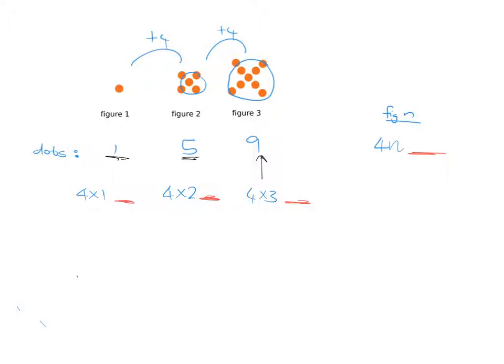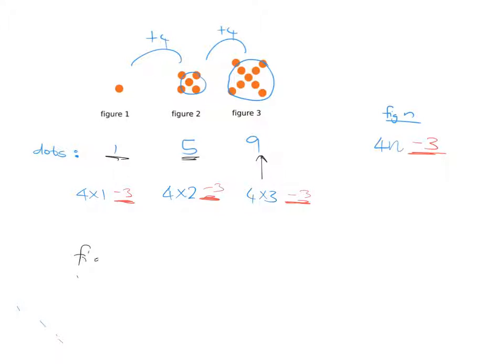Well, 4 times 1 is 4, so to get to 1 I'd have to subtract 3. And let's just check then. 4 times 2 is 8. Yes, if I subtract 3, I do get to 5. And 4 times 3 is 12. And if I subtract 3, I do get to 9. So I know my formula then is 4n minus 3. So in other words, in figure n, there's 4n minus 3.